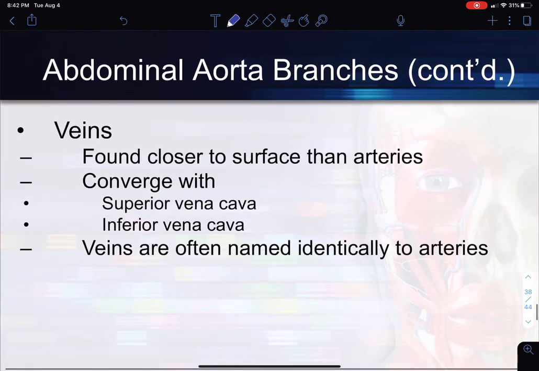All right, let's talk about some veins. Veins are generally closer to the surface than arteries, and this is because they don't need to be immediately next to the tissues. They can be just adjacent to the tissues. I think this is also a protective feature, because if you cut an artery, that's really, really bad news bears, but if you cut a vein, there's not a lot of pressure in veins, so it's easier to recover from.